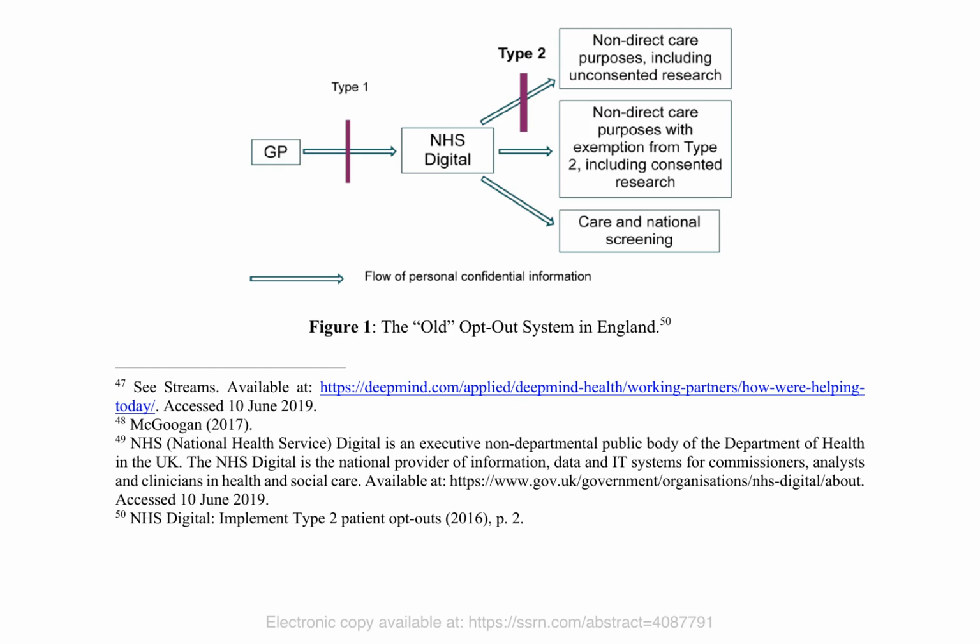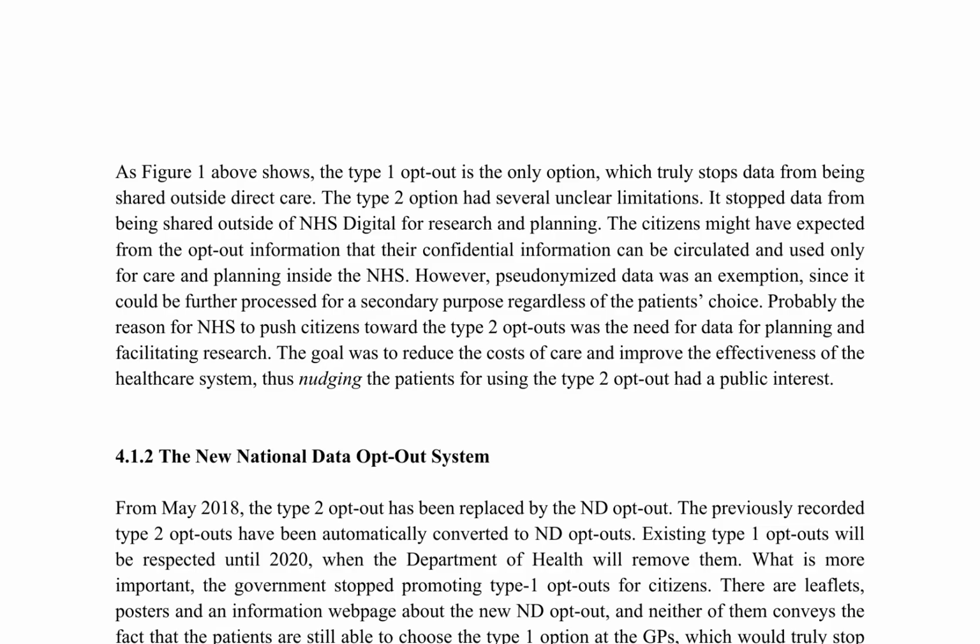Figure 1 illustrates the old opt-out system in England, which has been replaced by the ND opt-out system. Research suggests that there has been no significant change in the secondary use of health data, nor in the choices available to patients. Limitations and concerns regarding the opt-out system and data protection remain, highlighting the need for ongoing evaluation and improvement. In the context of healthcare data sharing, the Type 1 opt-out is the sole option that effectively prevents data from being shared outside direct care, as depicted in Figure 1.